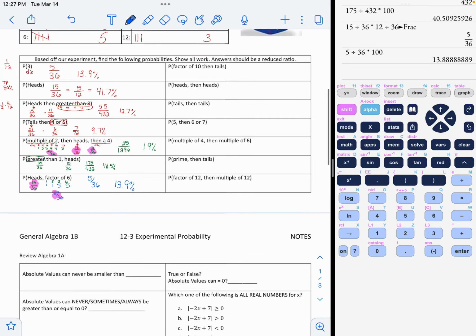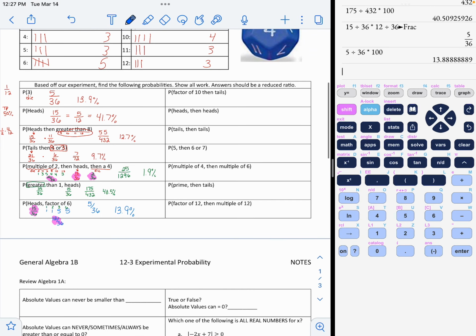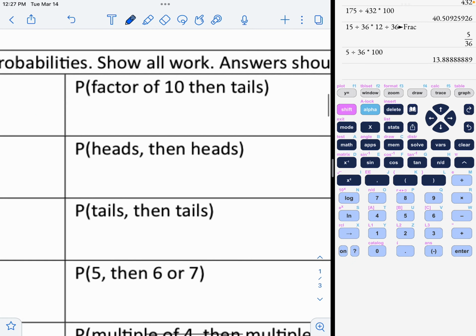The rest are going to go and do the same things. Probably the hardest part for you guys is going to be knowing your multiples. So let me just tell you, the factors of 10 are 1, 2, 5, and 10. Let's do this next one.